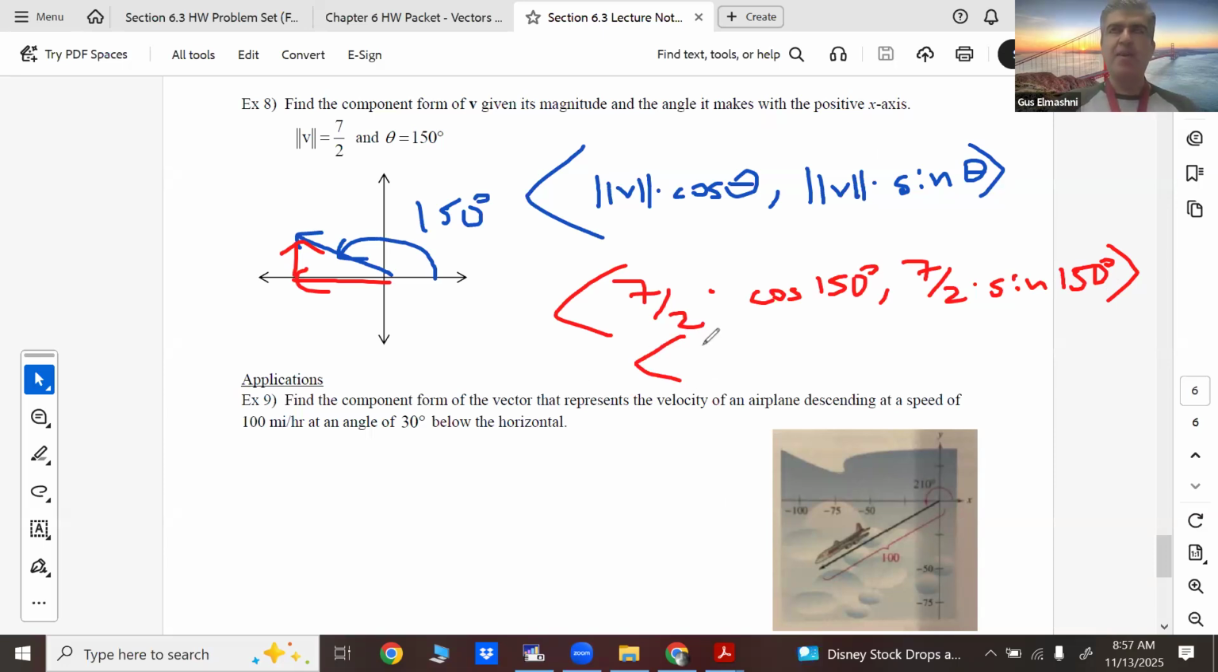All right. So 7/2 times cos 150 is negative. Yeah, I think you guys are right. 3.5 times cos 150 is negative 3.031, correct. Could you technically do 30 degrees and then see what quadrant it's in and make it negative? Sure. And the vertical component is going to be 7/4 or 1.75, because sine 150 is 1/2.